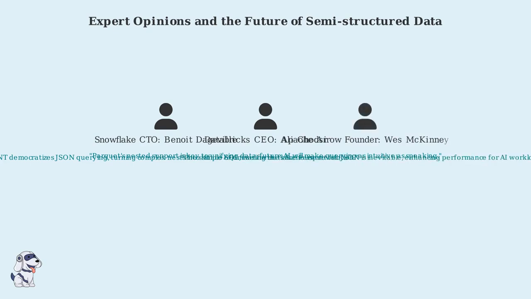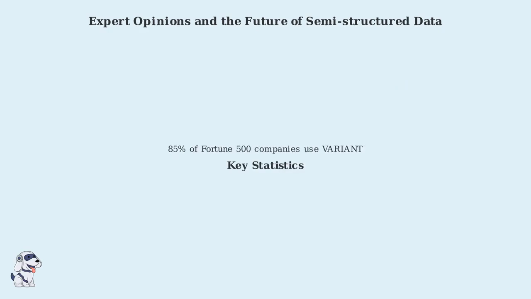Apache Arrow founder Wes McKinney describes the inevitable shift to columnar formats like Parquet for JSON, enhancing performance for AI workloads. Key statistics reveal widespread adoption and significant improvements. 85% of Fortune 500 companies now use Variant for semi-structured data management. Queries on nested JSON are 5 to 10 times faster than traditional ETL processes.